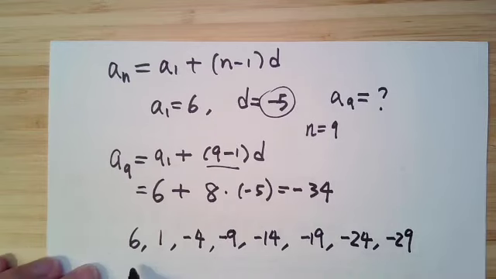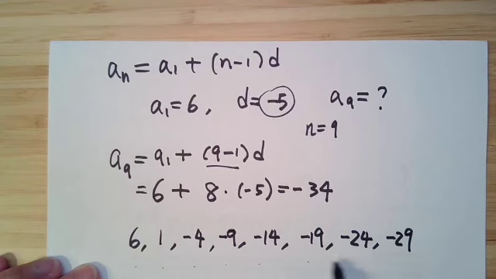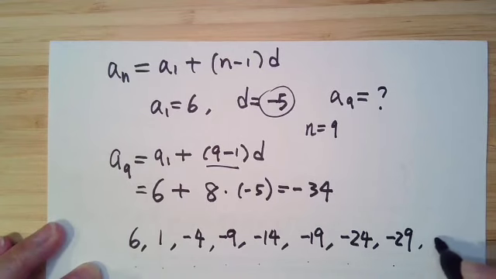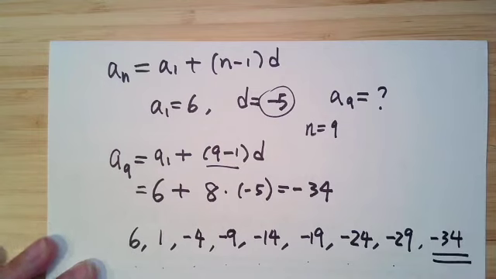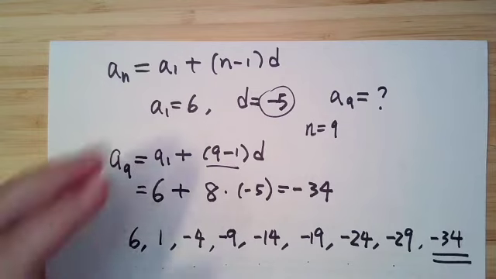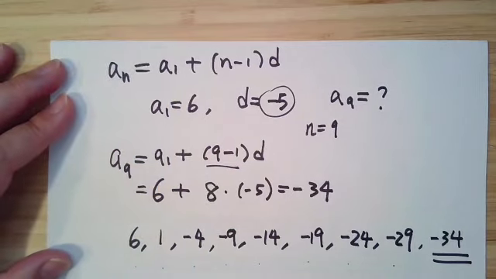How many terms do we have? 1, 2, 3, 4, 5, 6, 7, 8. Last one, number 9, negative 34. See, if n is not a very big number, you can even do this. But to plug in the formula will be much, much easier.